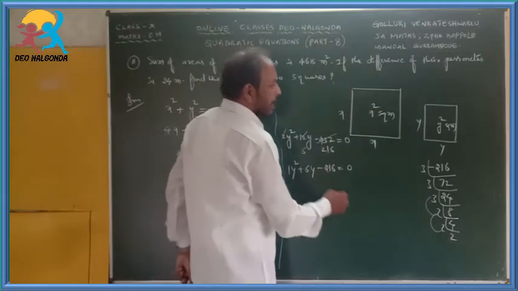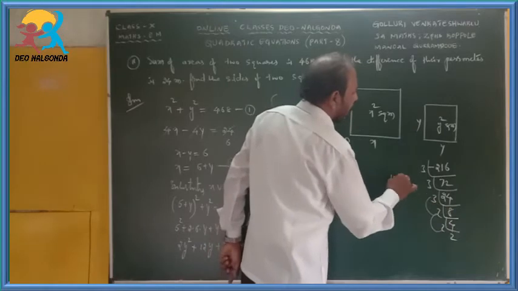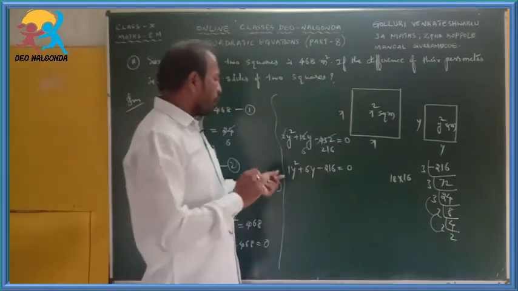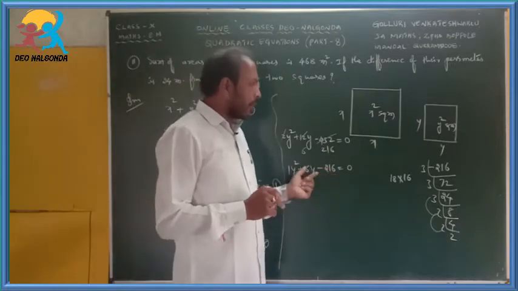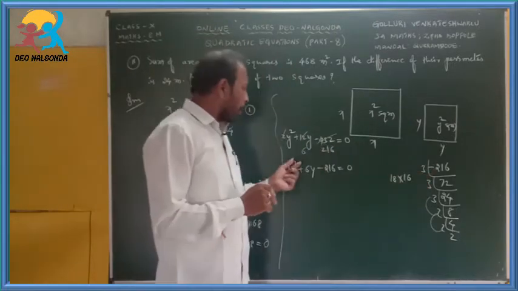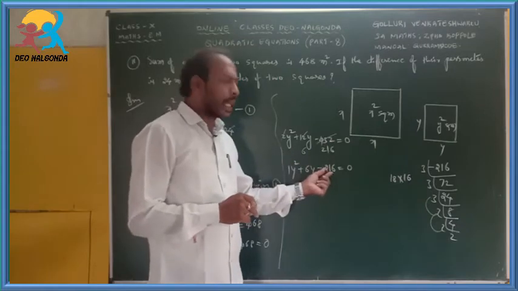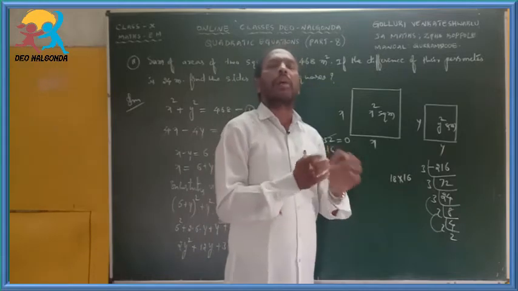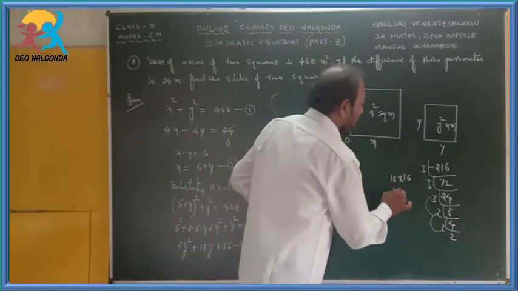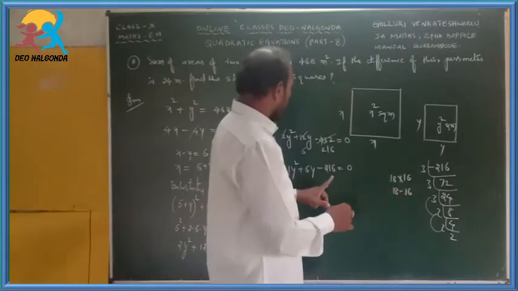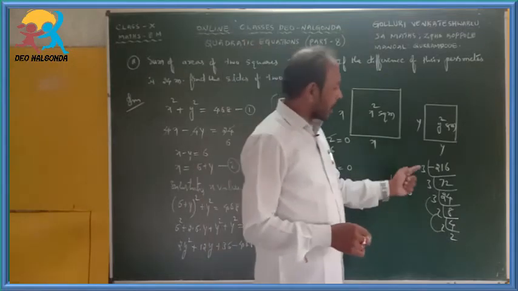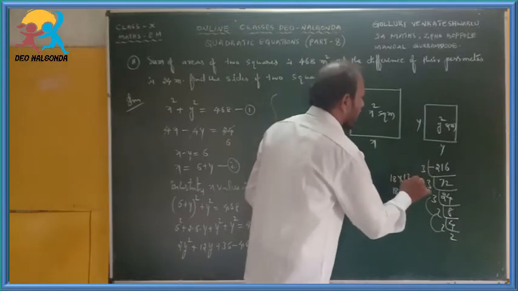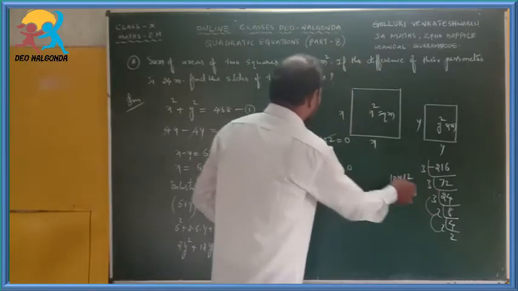So 216 is written as 18 into 12. The product of the y square coefficient and the constant has a negative sign. That's why we are going to subtract the factors. 3 3s are 9, 9 2s are 18, 3 2s are 6, 6 2s are 12. 18 minus 12 is equal to 6.